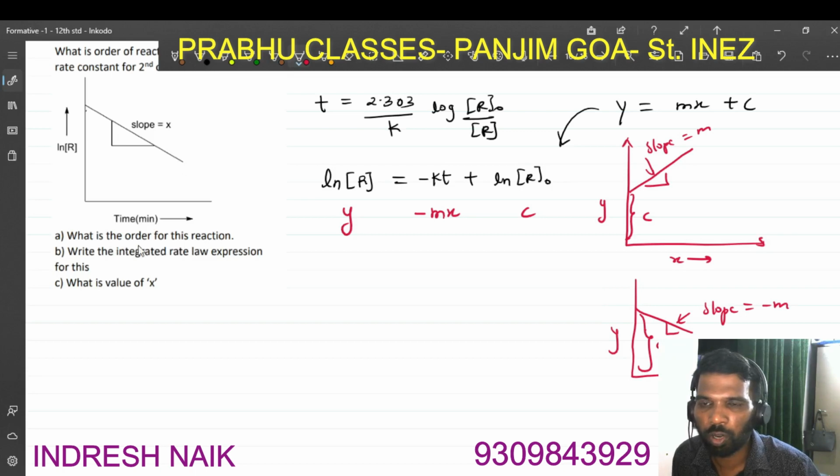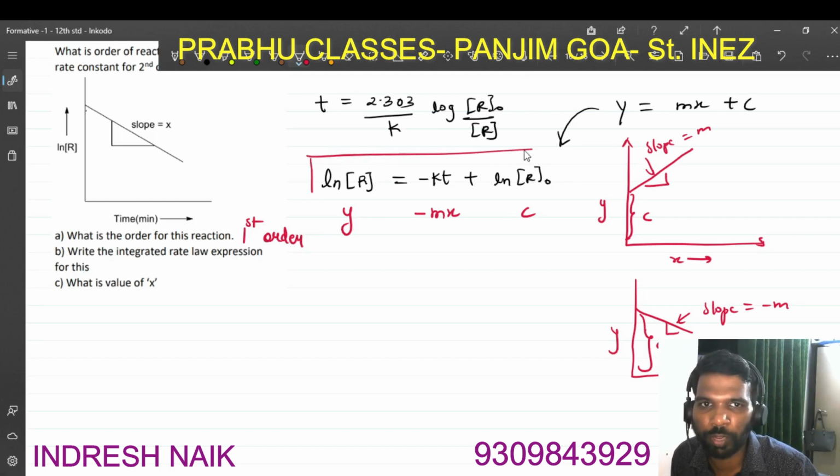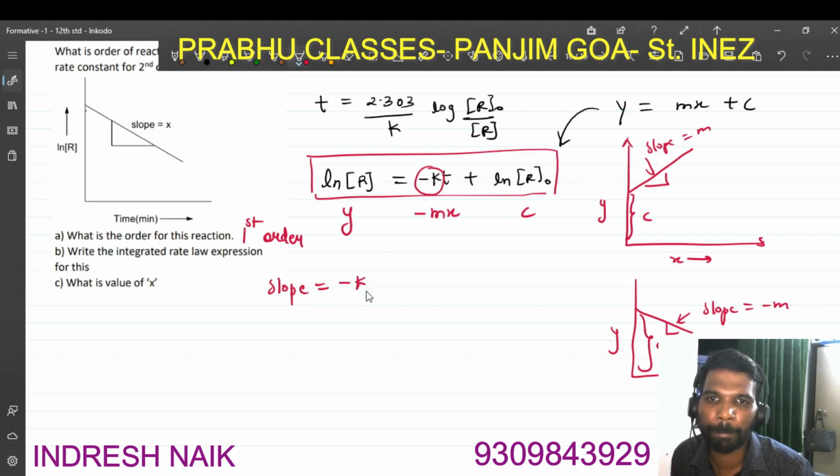So what is the order of the reaction? From the graph only we can figure out, since it is ln or log, it is a first order reaction. This is a first order reaction. Okay, write the integrated rate law expression for this graph. What is the value of x? Means they are asking what is the value of the slope. Slope over here is equal to this, no? So it is minus k. Slope is equal to minus k, right?